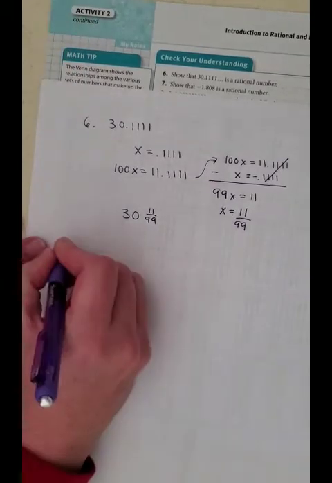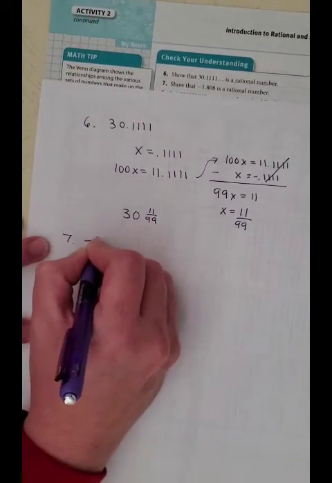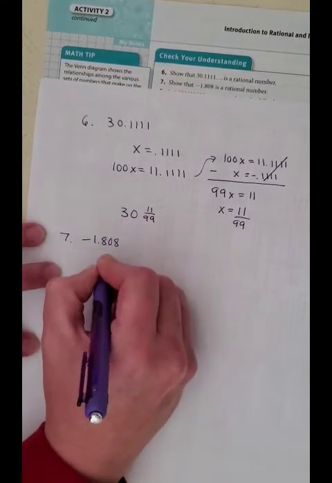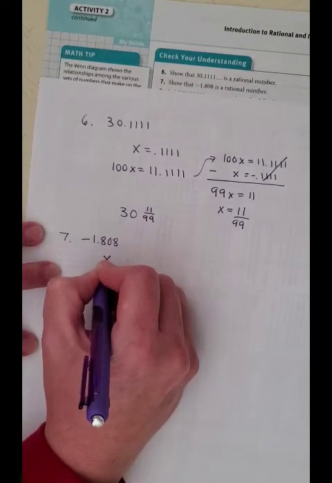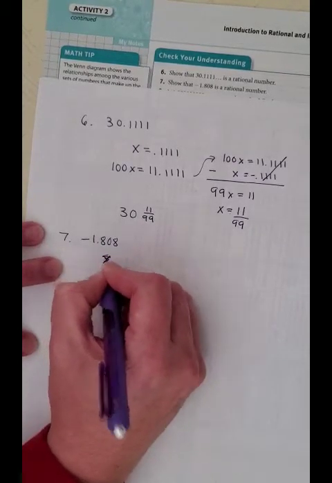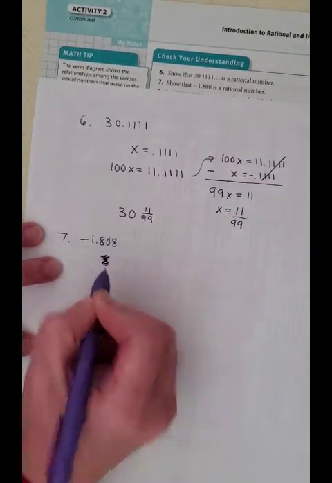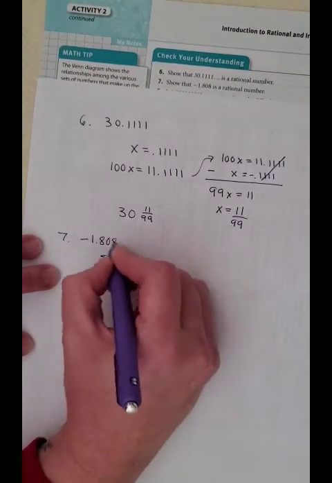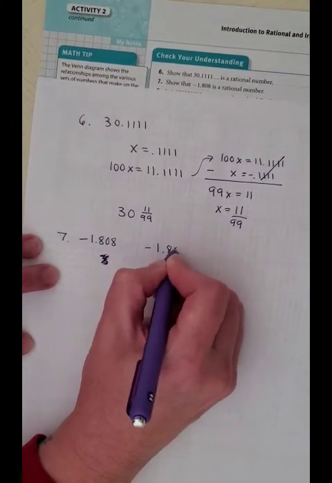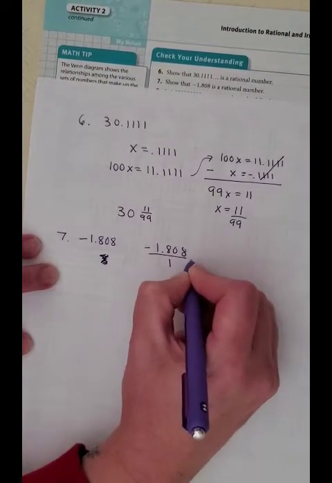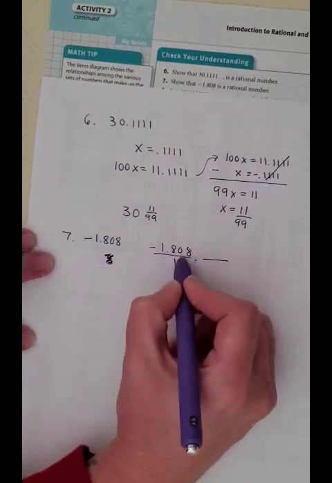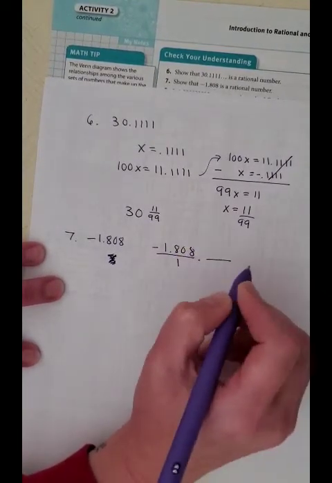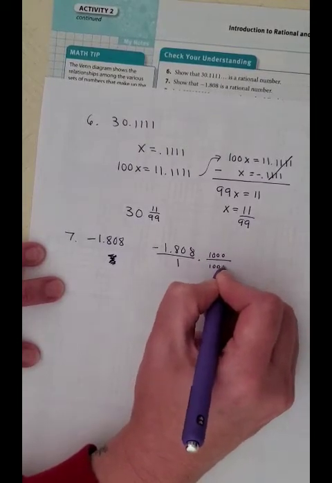All right, number 7, we're going to do the same thing. Show that negative 1.808 is a rational number. In this case, since it's not going on forever, we're going to do the first method. So this is like from number 3. I want to multiply negative 1.808 over 1 by some value that will cause this to be a whole number in the numerator. So I'll multiply by 1,000, since I'm in the 1,000s place. So I'll multiply by 1,000 to both the top and bottom.